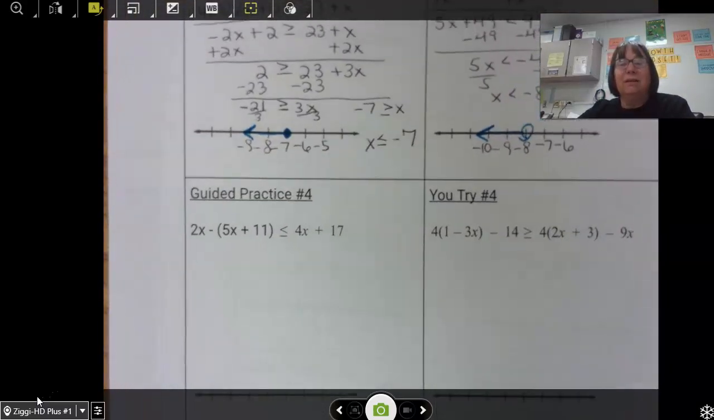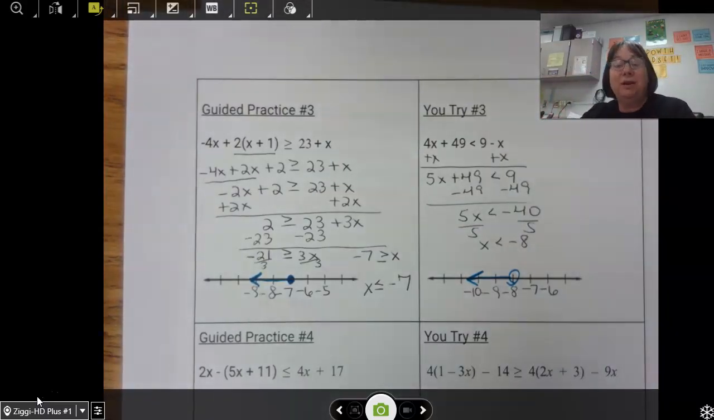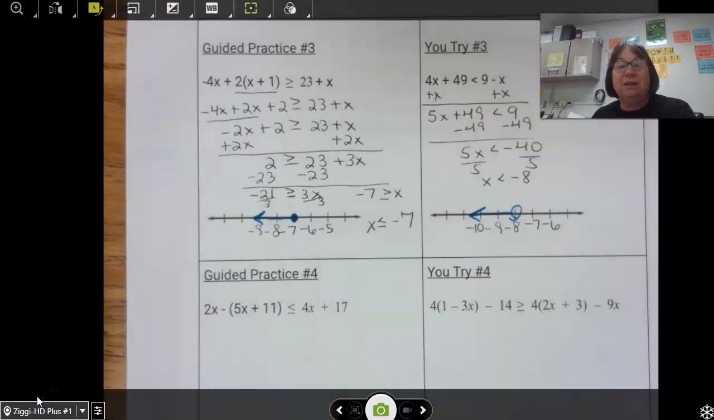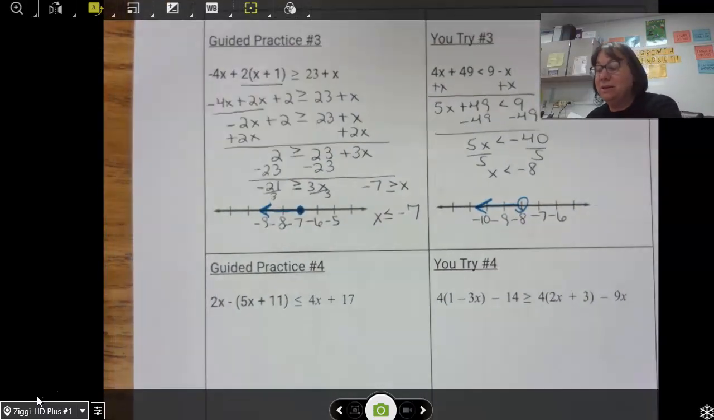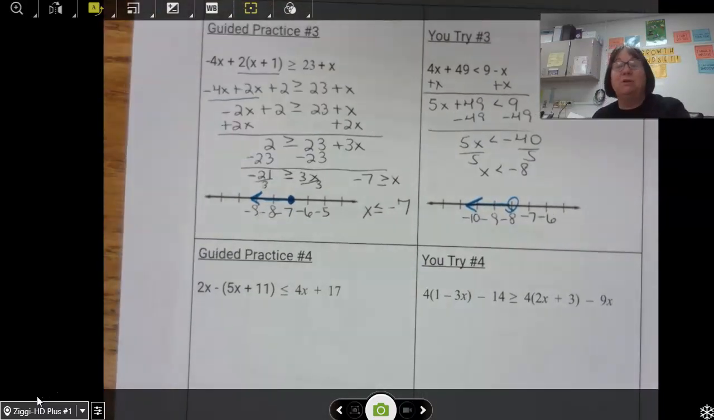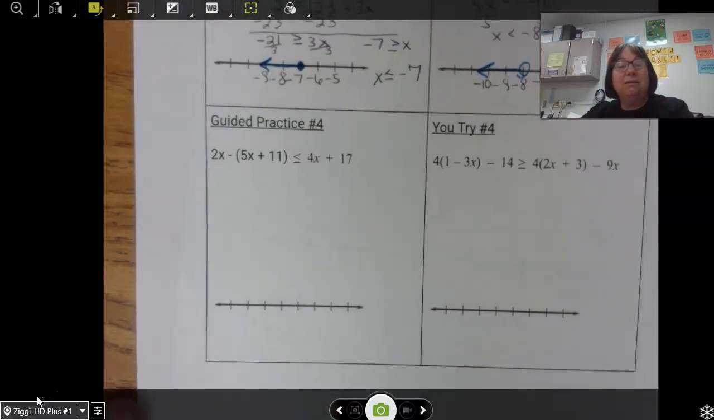Okay, make sure that you're pausing to get your notes taken if you need to, and that you have the examples written down correctly. Okay, this is the type of work we're going to want to see you put on your problems as well when you do the practice. So let's look at guided practice, the last one.